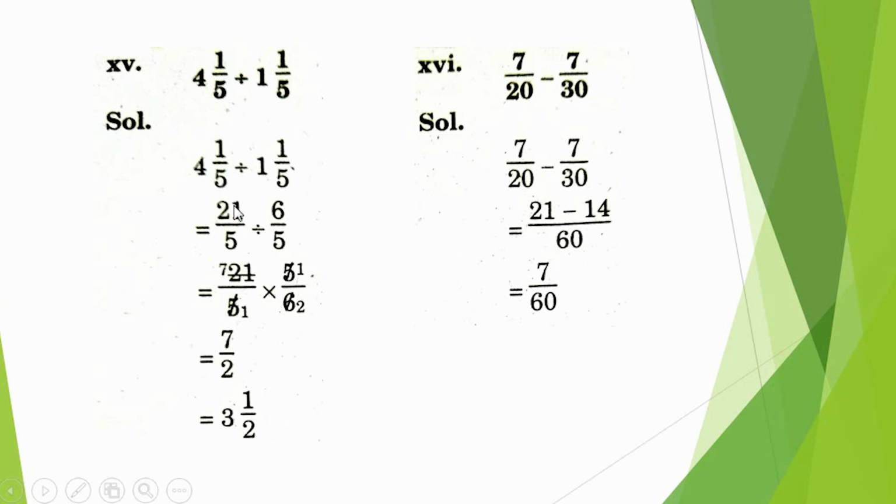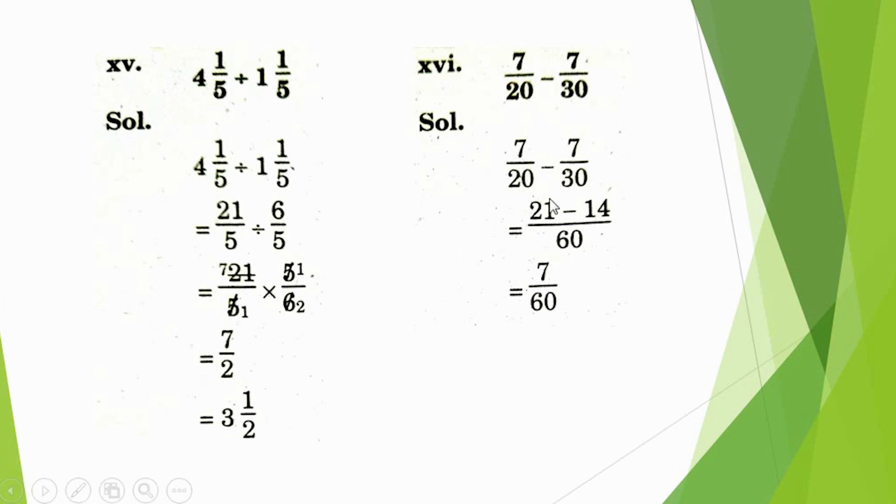Question number 15, 4 and 1 over 5 divided by 1 and 1 over 5. 5 fours are 20. When we add 1, answer will be 21 over 5. Dividing by 5 ones are 5, add 1, 6 over 5. When we convert this divide into multiply, answer will be 5 over 6. Now 5 ones are 5, 3 twos are 6, 3 sevens are 21. 7 ones are 7, 2 ones are 2. When we divide 7 by 2, answer will be 3 and 1 over 2.